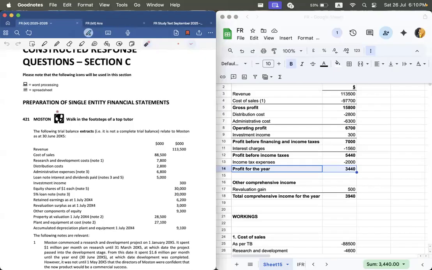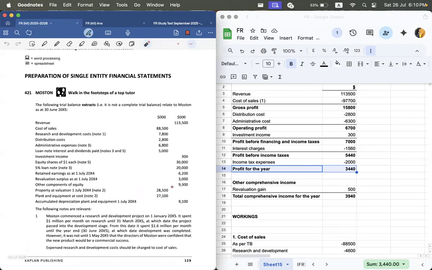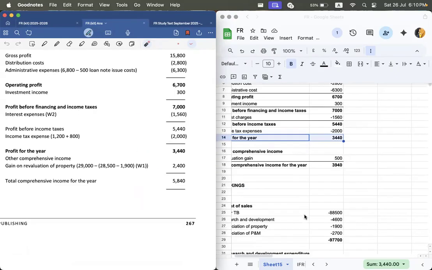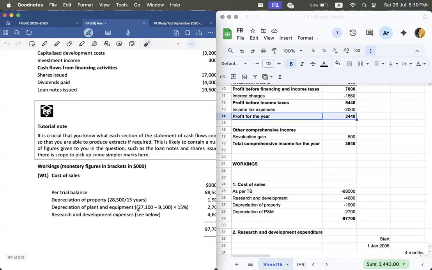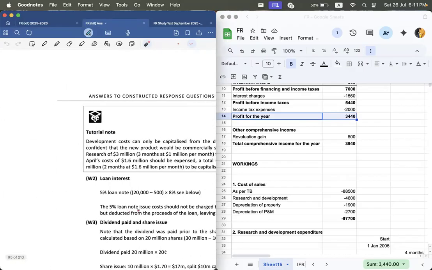So they have already given you a revaluation surplus of 3,000. In the question, they have already given you a balance. So from the balance, you know that the revaluation gain is how much? That is the 29,000 minus the 28,500, minus, in the working note 1, the property valuation on 1st of July.